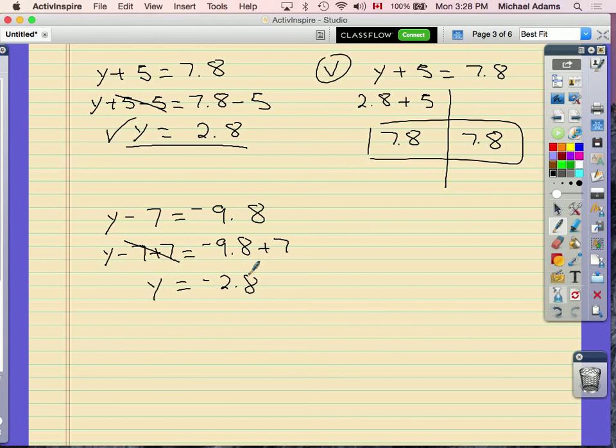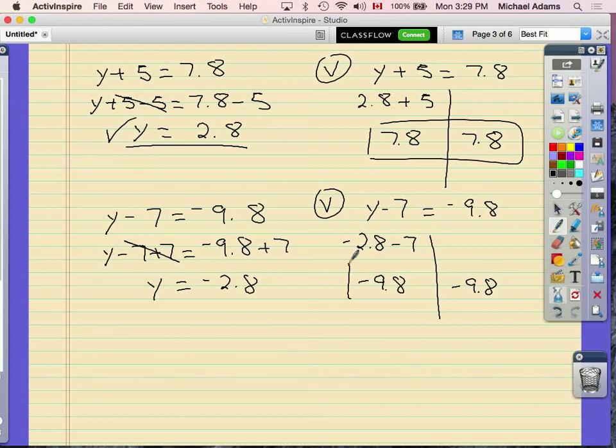Okay, so now let's verify. Okay, write out the equation. y minus 7 equals negative 9.8. Line under the equal sign. Substitute for y. We said y is equal to negative 2.8. So negative 2.8 in place of the y. And now subtract 7 from it. So negative 2.8, take away 7. Remember how to add and subtract integers. So we're going to get negative 9.8. And over here, I have a negative 9.8.